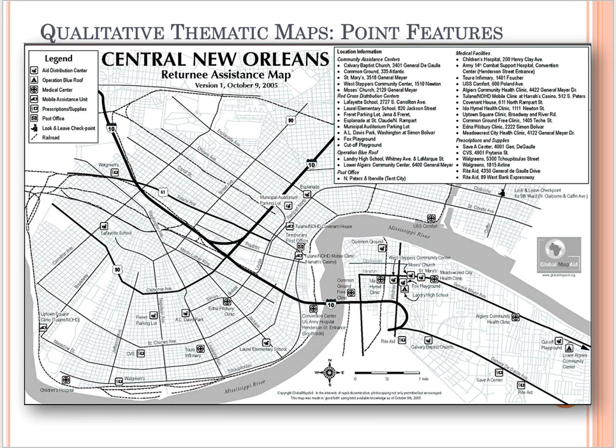And then here, this is another qualitative thematic map based on Central New Orleans. And this is the returnee assistance map. It shows us the aid distribution center, the medical center, and other locations for this area.